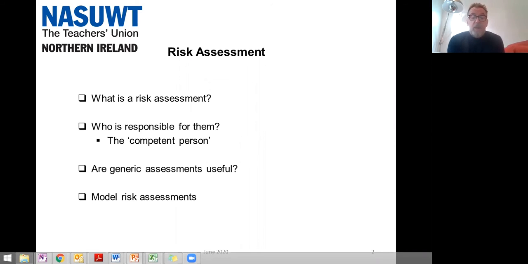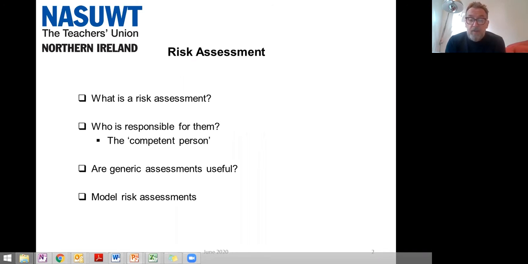Okay, so it should also be noted that generic risk assessments exist for schools to use. I mean, these are fine as a guide. However, they should clearly identify the parts that each school will need to complete. So remember, as each school is different, the risk assessments must be tailored to each workplace.